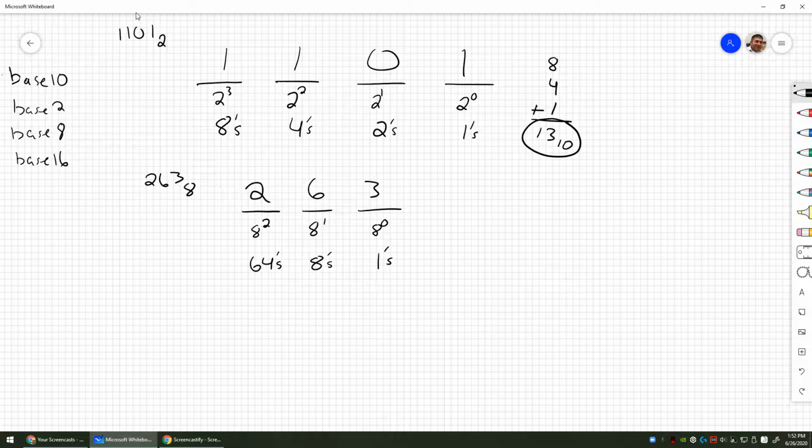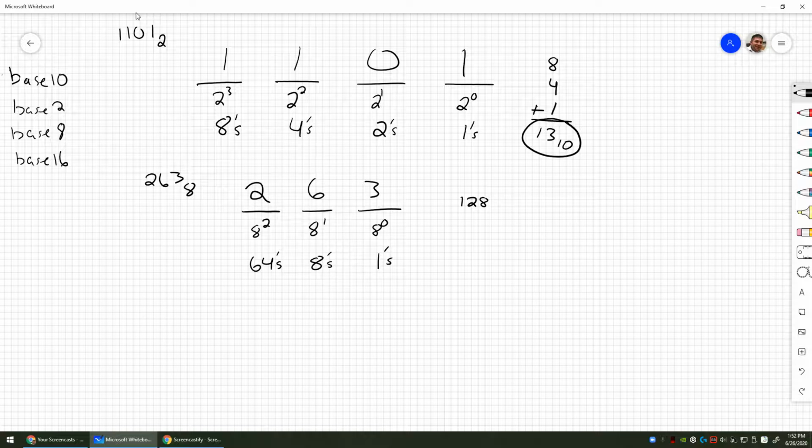This is saying we have two 64s. 64 times 2 is 128. So I'm going to go ahead, I don't need to do that math, I can do that in my head. I'm pretty smart. So I'm going to go ahead and write that over there, just like I did up here.